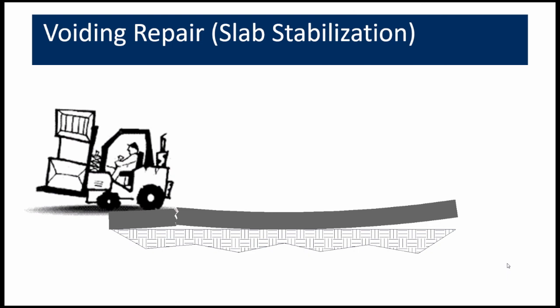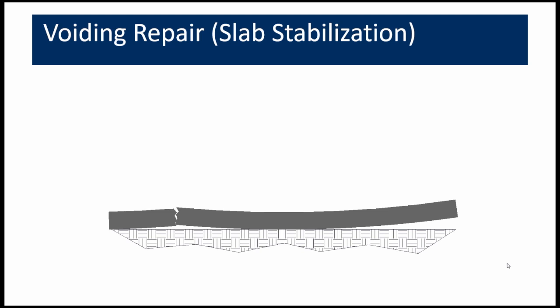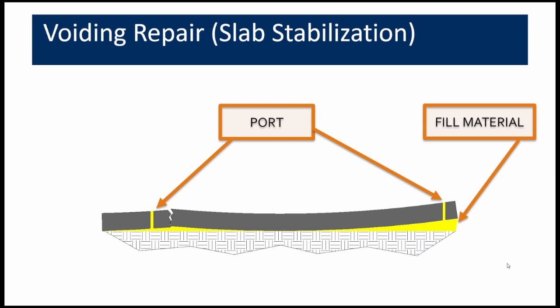So that's the crack and joint repair. Now I'm going to move on to voiding repair, which is what I call what a lot of us call slab stabilization. So what do you do when you have this condition? Well, it's pretty simple. You drill some holes in the slab and fill it up with material. You've got to make sure you get enough material in there that it actually gets good coverage and fills it up. But if you do this, it's been a tried and true method, very effective.